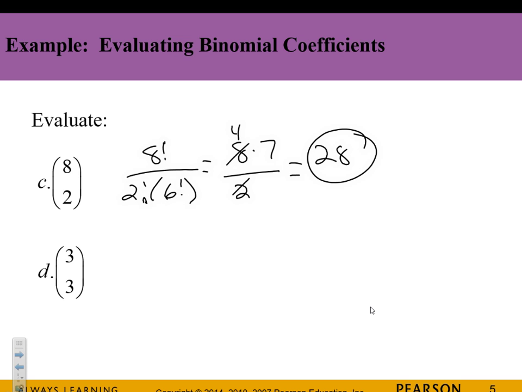Unless I have a calculator. For example, here. You see why I just did 8 times 7, correct? Good. And the 2 factorial is 2 times 1. I don't need the 1, because I don't need to divide by 1. And then I did 8 divided by 2 is 4. 4 times 7 is 28. Okay?